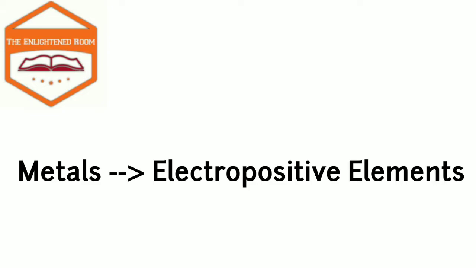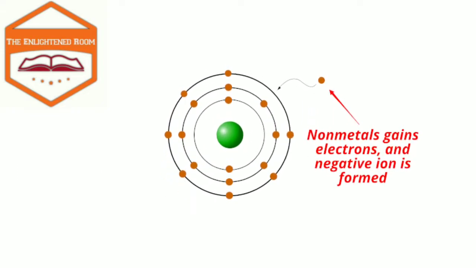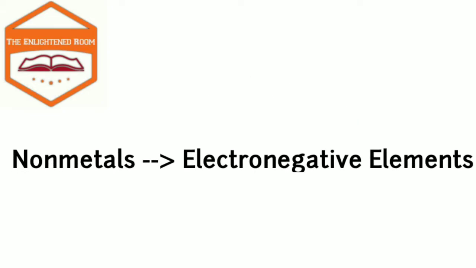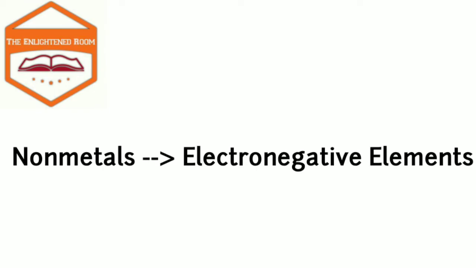Now, on the other hand, non-metals generally have 4 to 8 electrons in their respective outermost shells, and thus they have a tendency to gain electrons to form negative ions. Therefore, non-metals are also called electronegative elements, and the non-metallic character is also known as electronegative character.